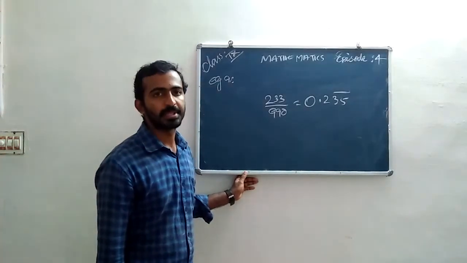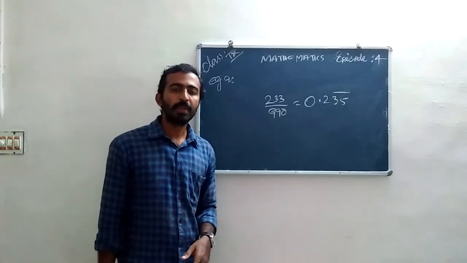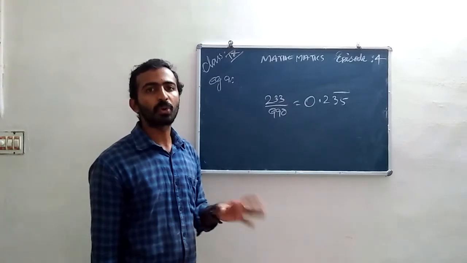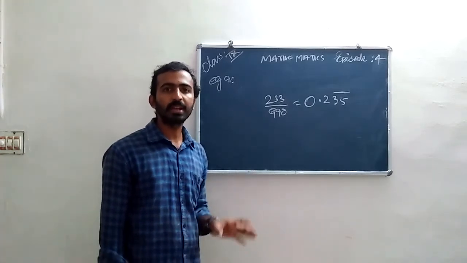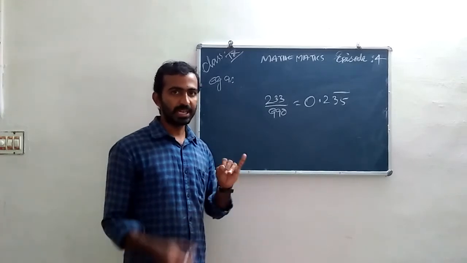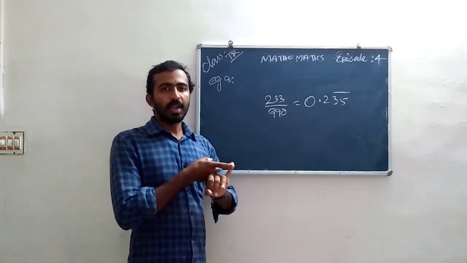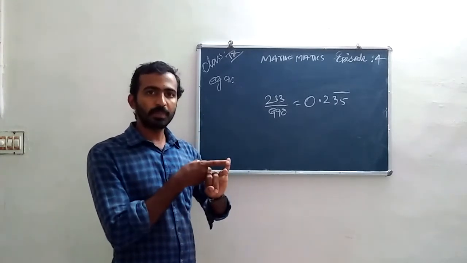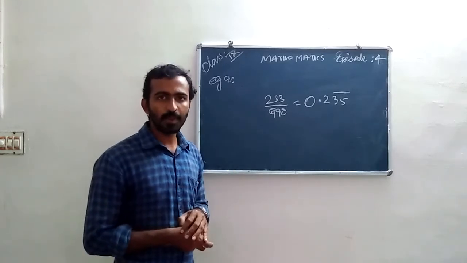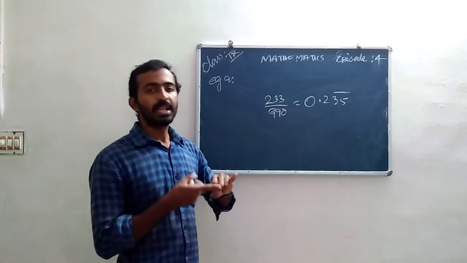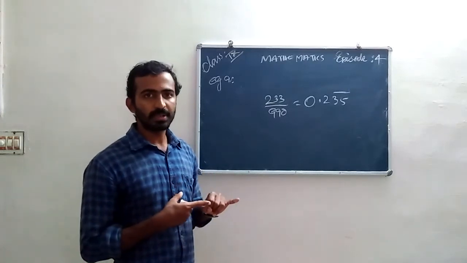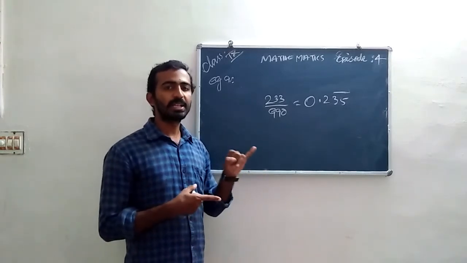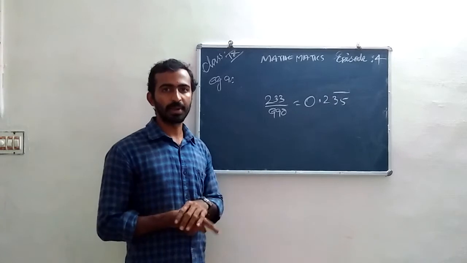In the case of an irrational number, the decimal expansion is non-terminating and non-recurring. That is the difference. In rational numbers, the decimal expansion is terminating or non-terminating recurring. In irrational numbers, the decimal expansion is non-terminating and non-recurring. That is the property.